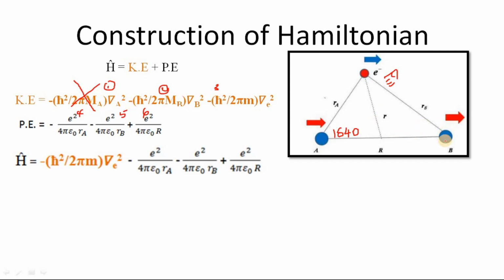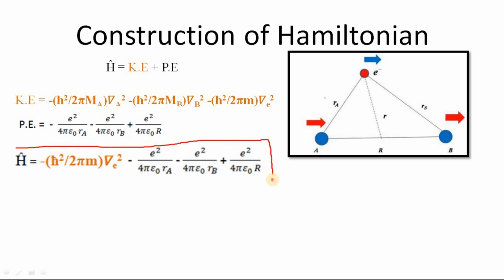Likewise, the same applies for the nuclei B. Because B is very heavy, it will not move as fast as the electron, and therefore from the viewpoint of the electron, the nucleus B actually seems to be stationary. Therefore it doesn't have kinetic energy. So we remove the kinetic energy term of B. Therefore we now have only 4 terms. That is the kinetic energy of the electron and the potential energy altogether. And those are the parameters involved in the Hamiltonian, given here.